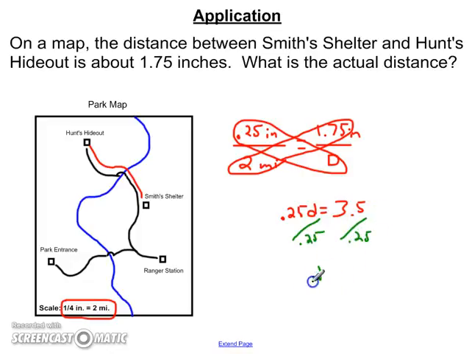All right, and so 3.5 divided by 0.25 is 14, and this would then be miles. So again, we're talking in this case about some large park if these two things are 14 miles apart. Maybe you're hiking. Maybe it's the Appalachian Trail, the various places around our country where we have big parks and big hiking places and so on.